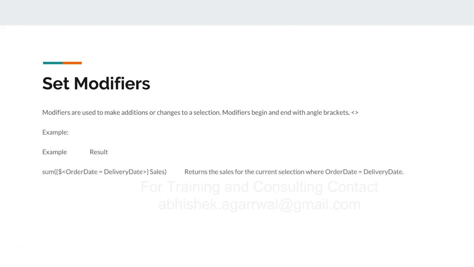So here, if you see over here, you have order date equals delivery date within the angle brackets, right? So this is the ending bracket, this is the starting bracket, and within that we are modifying the calculation to basically ask how many orders are there which have been delivered on the same date on which they have been ordered. So that's the explanation written over here. Let's see another example.